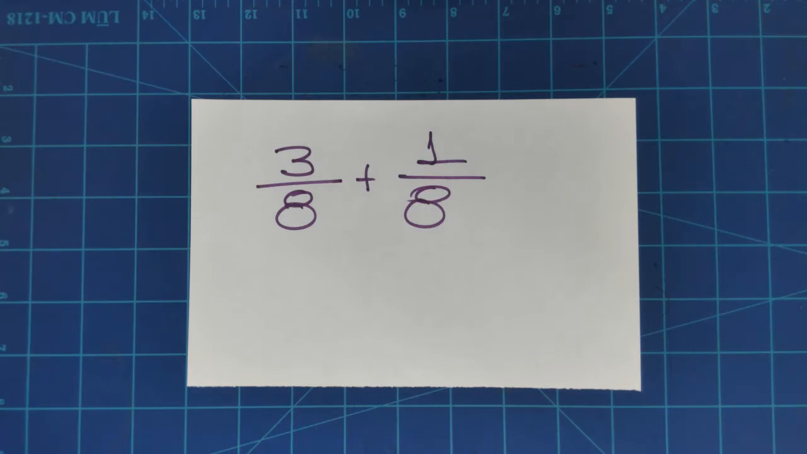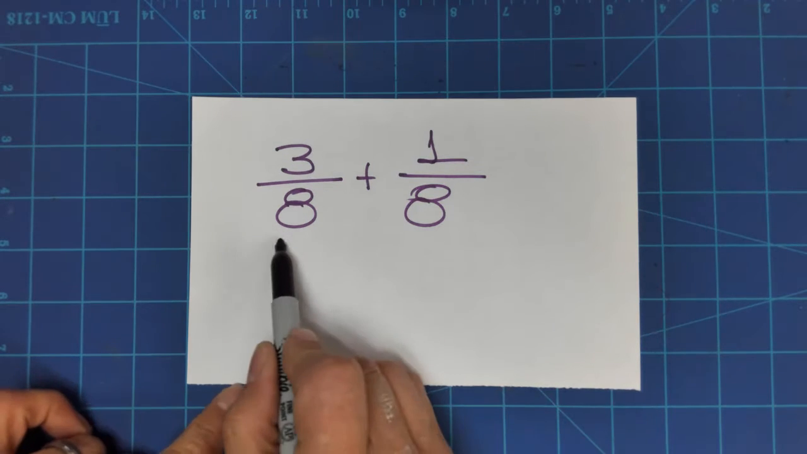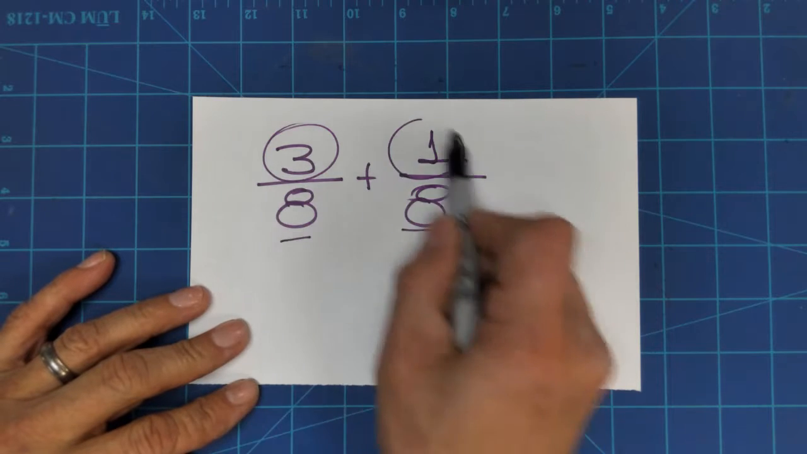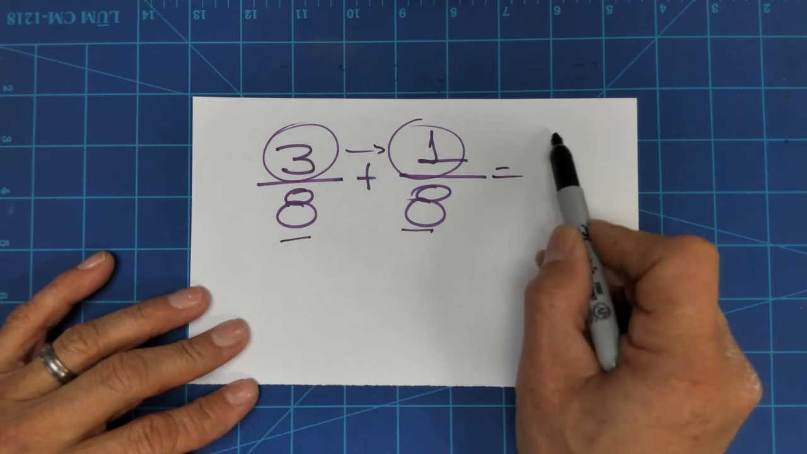The rules for fractions when it comes to addition is that the denominators must be the same, and when that occurs, then we just add the tops. So we will end up with 4/8.